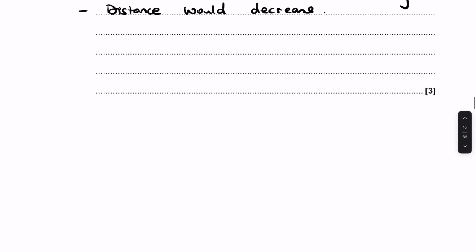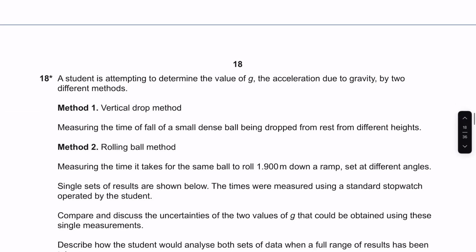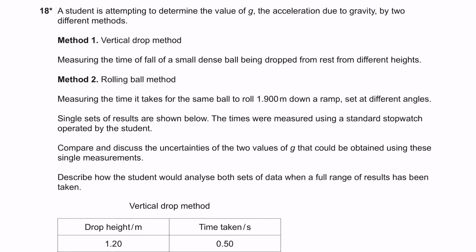Right, let's move on to our next question, number 18. In question number 18, it says that a student is attempting to determine the value of g, and two methods have been described. The vertical drop method, where you have to measure the time of fall of a small dense ball being dropped from rest from different heights.